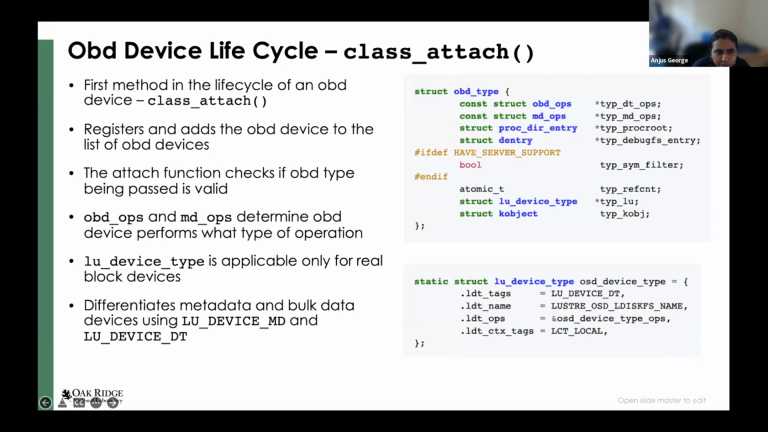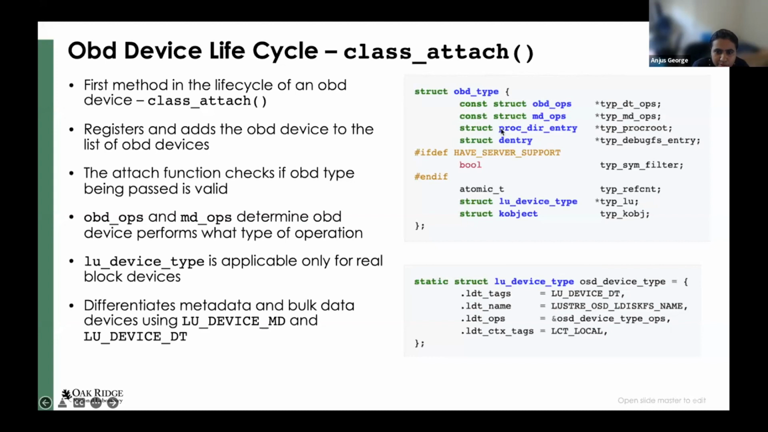So moving on to the first lifecycle function, class attach. Class attach first registers and adds the OBD device to the list of OBD devices, which is defined by the OBD devs array. As mentioned before, the attach function first checks if the OBD device type passed is valid or not. The OBD type structure is defined as shown in the source code.